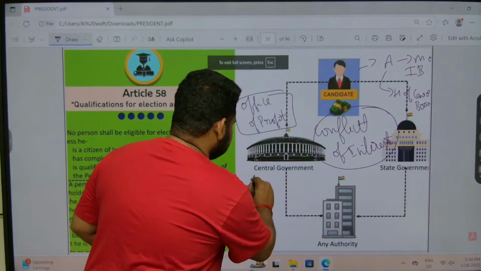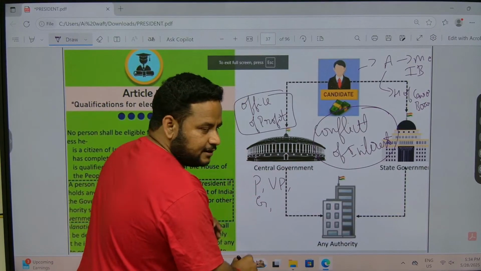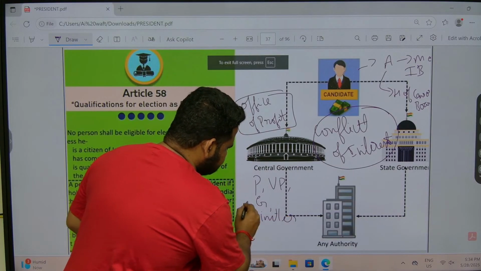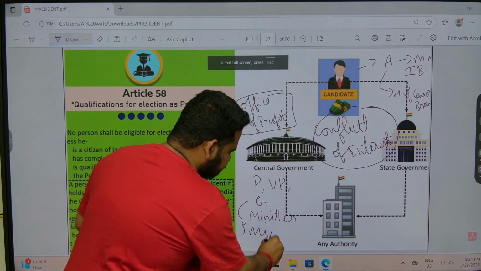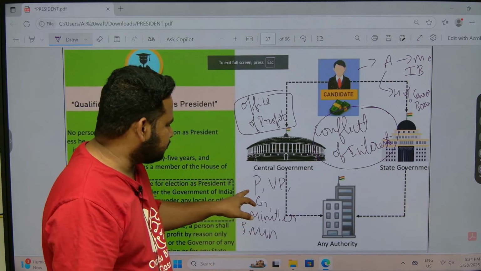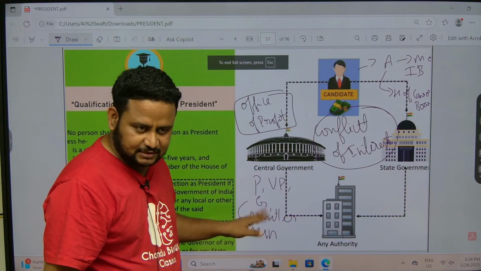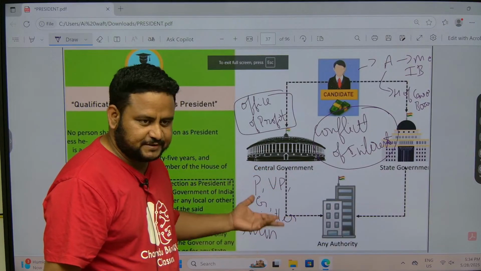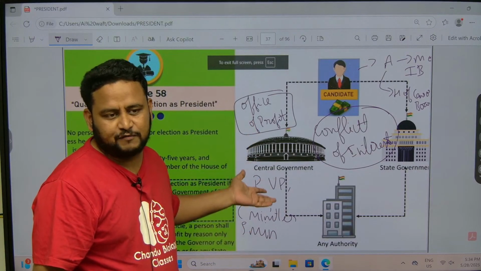One is president, vice president, governors of states, and ministers, central ministers and also state ministers. That means president, vice president, governor, central minister. Central minister also includes the prime minister. And state ministers. State ministers will also include the chief minister. All these people are excluded from office of profit.